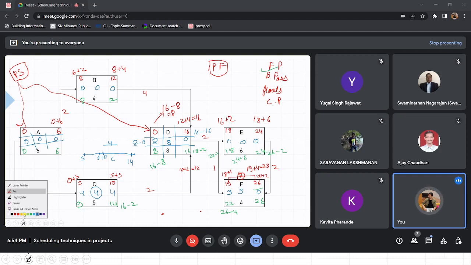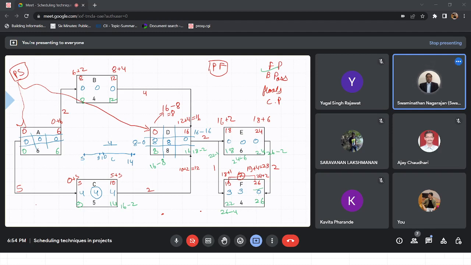Let's try to look at the critical path. Sir, do we have to calculate the relationship float as well or no? Is it required now for calculating the critical path? No. Let's see if our answer changes. That can be done, right?